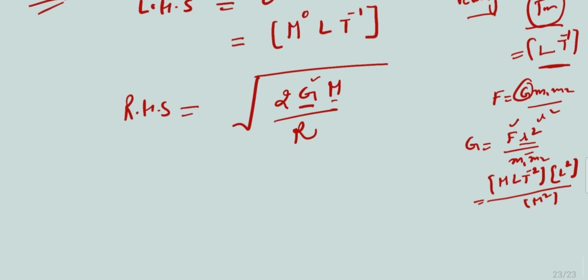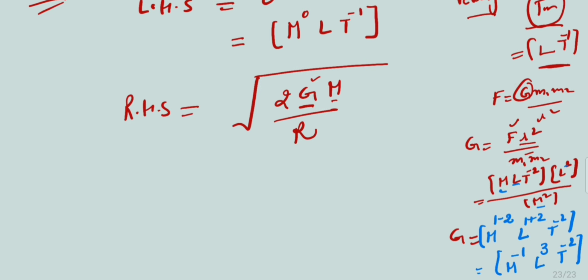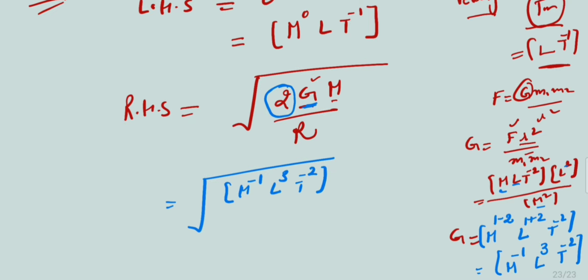So from here we'll get the dimensional formula for G is equal to M raised to power 1 minus 2, L raised to power 1 plus 2, and T raised to power minus 2. So G is equal to M^-1 L^3 T^-2. So we can put that here. 2 is a non-dimensional constant, so we don't have any dimension for 2. So the dimensional formula for G is M^-1 L^3 T^-2, bracket closed, and for M it is M itself, and for radius r it is L.